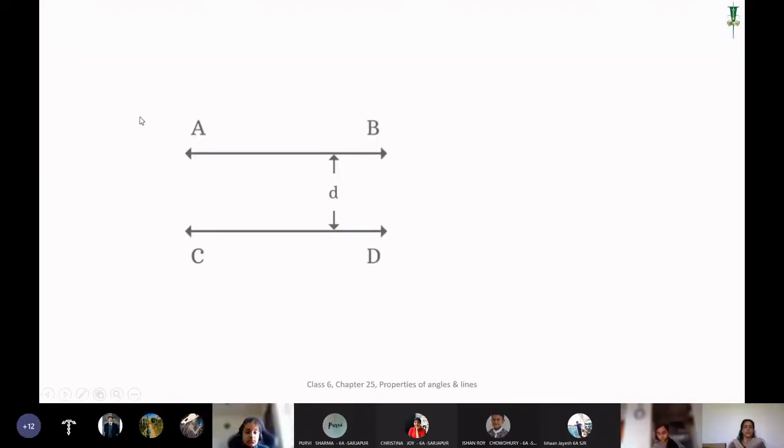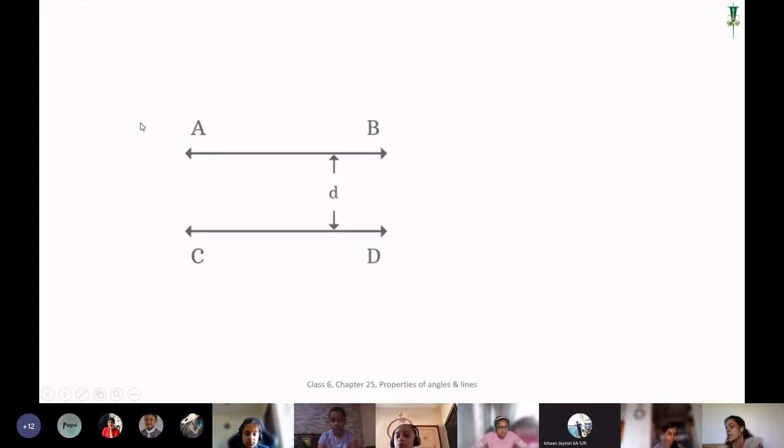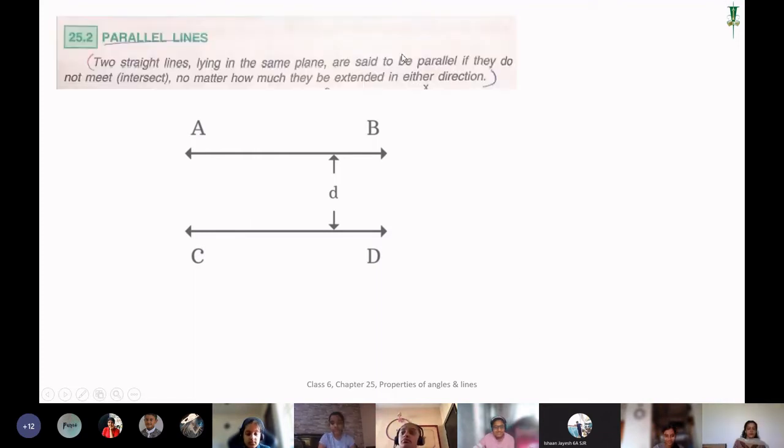Okay, let's proceed then. So parallel lines, as I told you, are any two lines that are running beside each other but do not ever touch each other. Such sort of lines are parallel lines. A line, as you know, has to be named either with two capital letters or a single small letter. You can name a line either way.